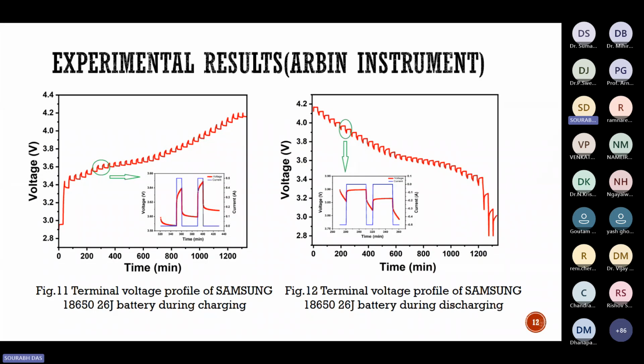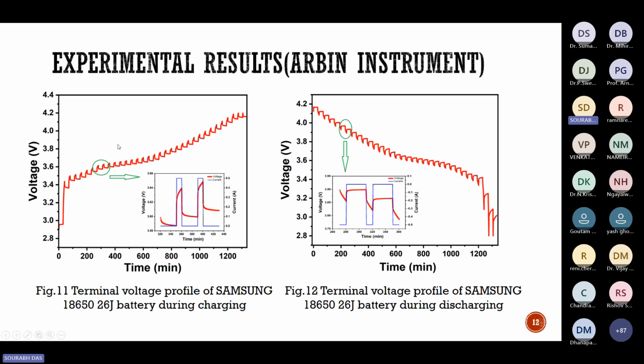Then this is the experimental result. If we do the pulse test, then we can get this type of terminal voltage profile. Samsung 26J battery has the minimum voltage of 2.8 volt and the maximum voltage of 4.2 volt, and it is a 2.6 ampere hour battery.